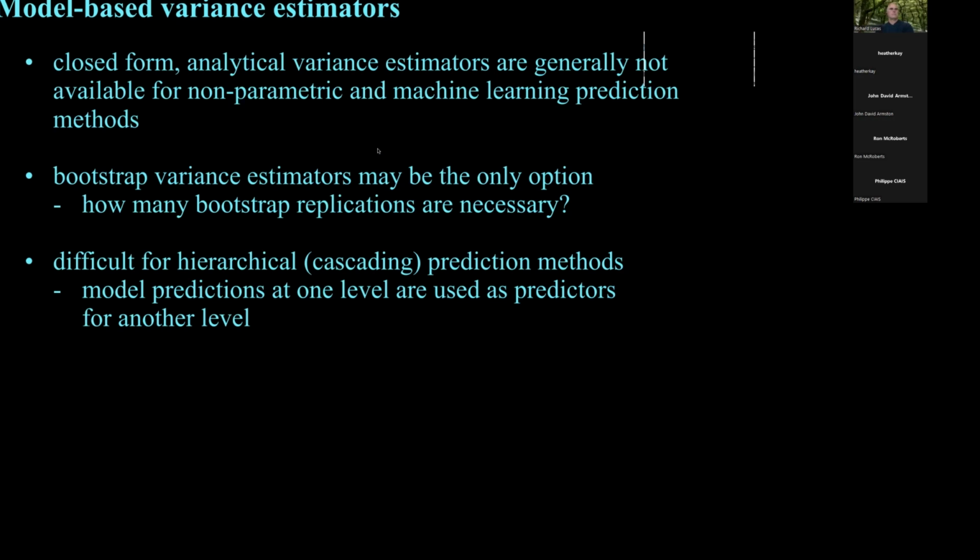So the bottom line, as I've said before, is model-based variance estimation, uncertainty assessment is a difficult approach. And if at all possible, it should be avoided. If at all possible, try to do the design-based. Okay, next slide. So what's the solution?